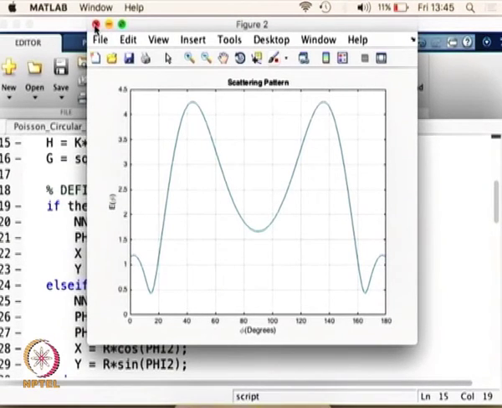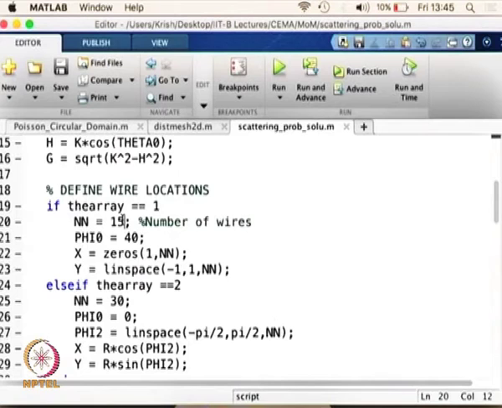Now we can change certain things. We can change the number of elements. Let's make the number of elements, let's say, 25.